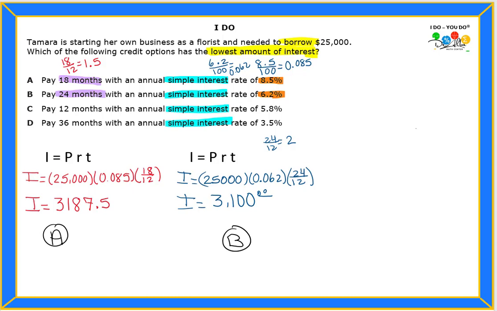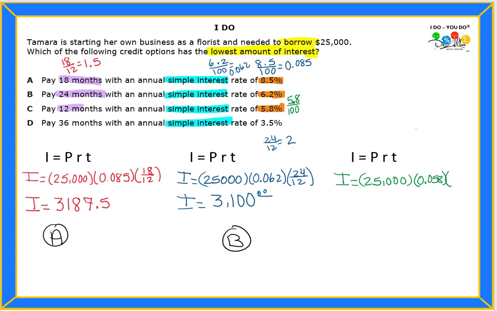Okay, how about if we go to letter C? So let's work it out. Same formula because we're still working with simple interest. So we have I equals 25,000. Now, what about the rate for this one? The rate is 5.8, which means it's going to be 5.8 over 100, and that gives me 0.058. What about the time?